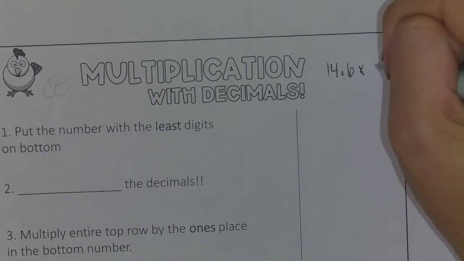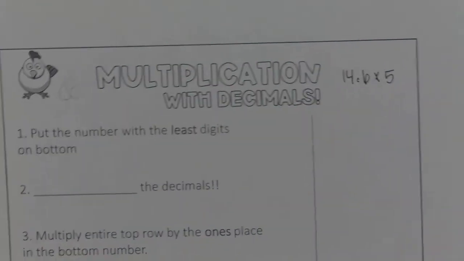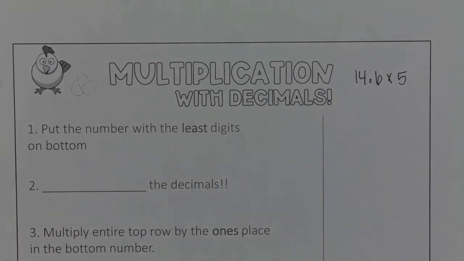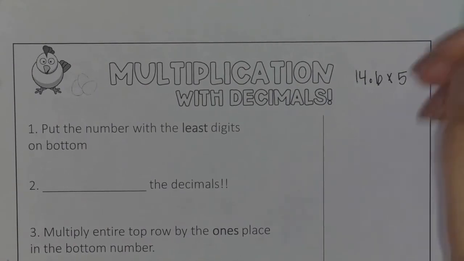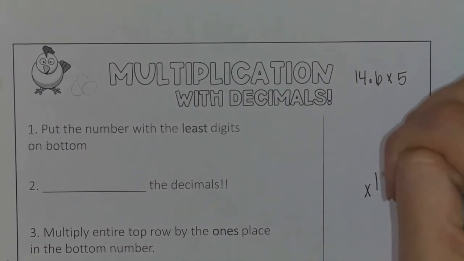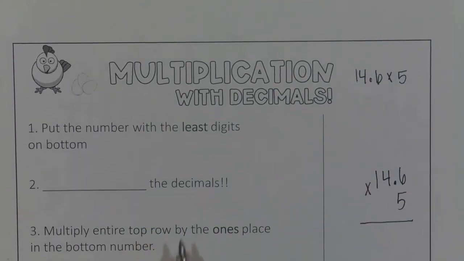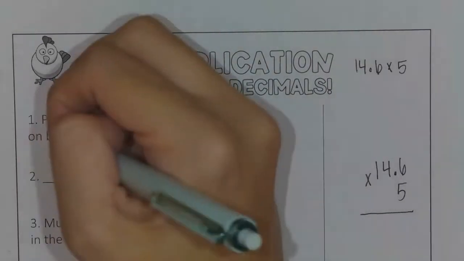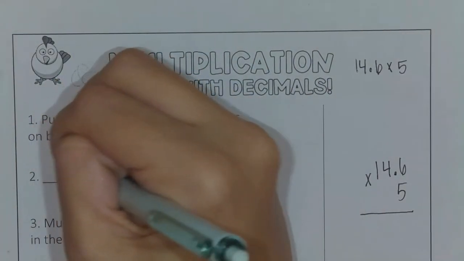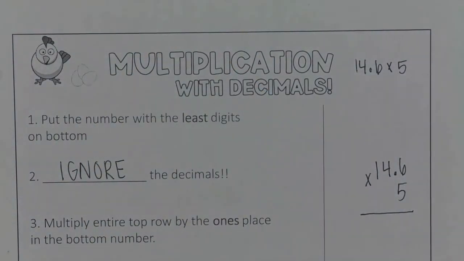tenths times, let's do 5, okay? I'm still wanting to put the number with the least amount of digits on the bottom. So my least amount of digits is 5. I'm going to put that on the bottom, and I am going to do 14 and 6/10 on the top. Now, when I multiply, what I want to do is, and this is going to sound crazy, ignore the decimals. Don't pay any attention to them.